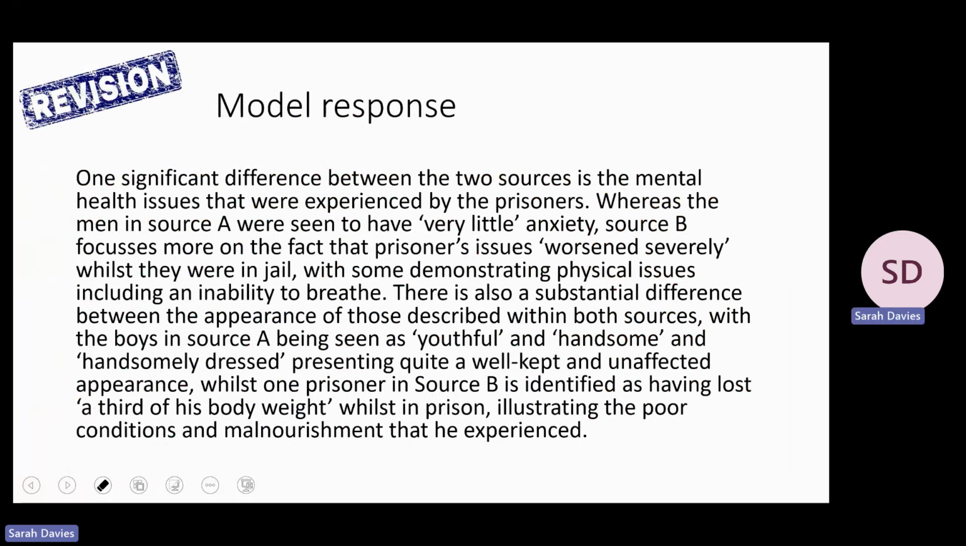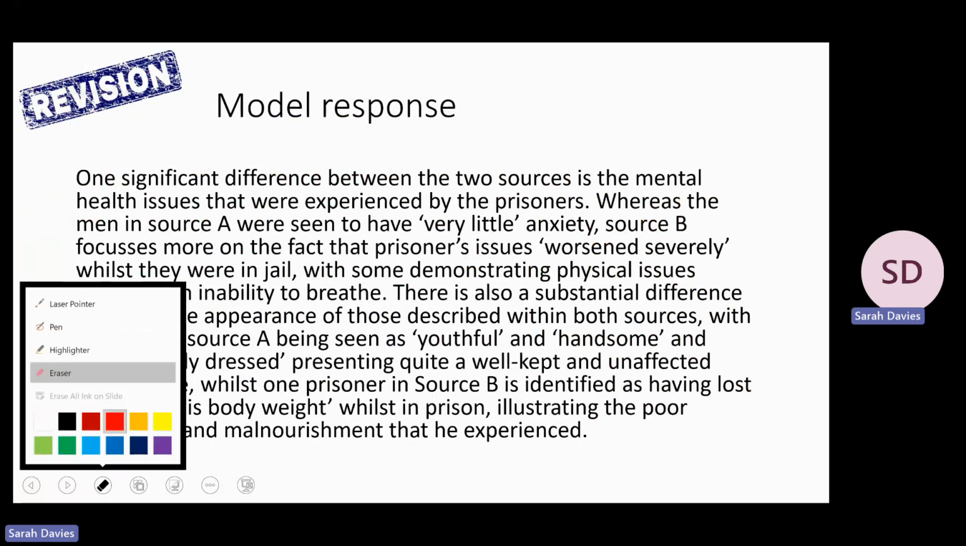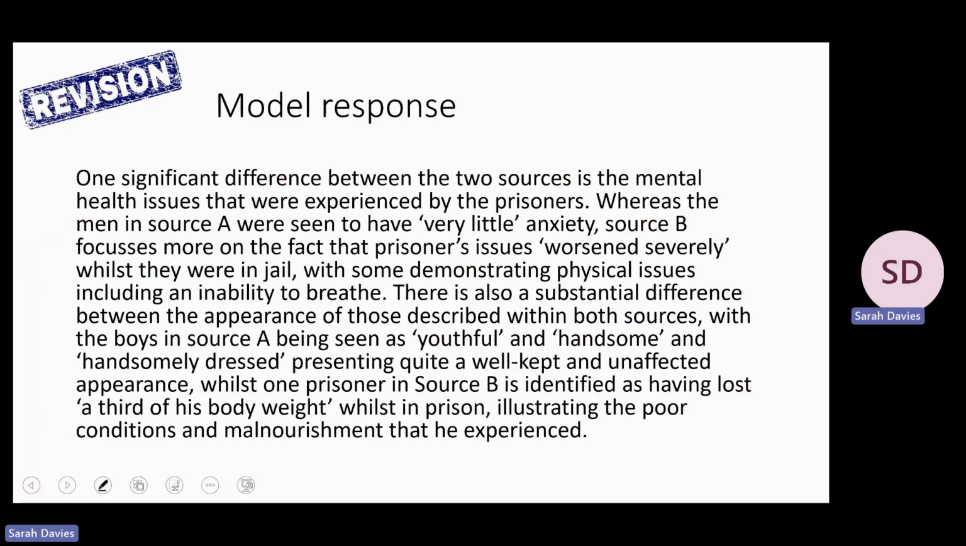And I think it goes back to what we were saying earlier, doesn't it? It's about making sure of short, concise, embedded quotations along with your inference, avoiding any kind of analysis, avoiding any kind of overcomplicated nonsense, and making sure that you stick to the question. Let's have a look at this example. So one significant difference between the 2 sources is the mental health issues that were experienced by the prisoners. So straight away I've answered the question.